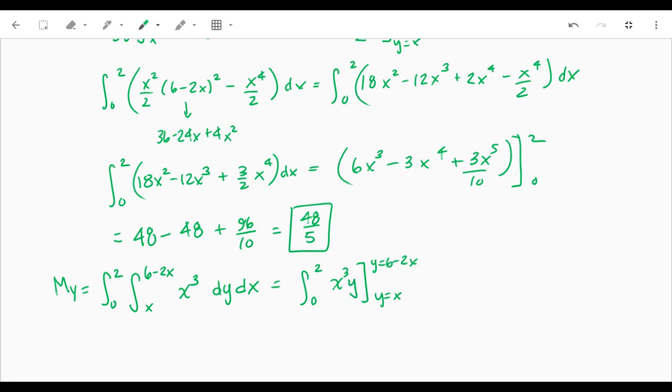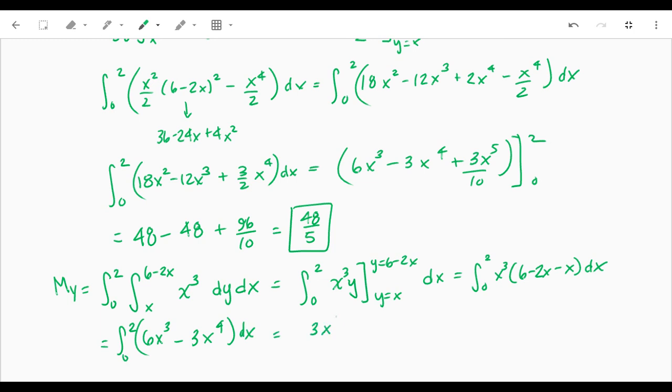Okay. So x cubed times 6 minus 2x minus x. So 6x cubed minus 3x times x cubed, 3x to the 4th. So we'll have 6x to the 4th over 4, so 3x to the 4th over 2, minus 3x to the 5th over 5, evaluated from 0 to 2.